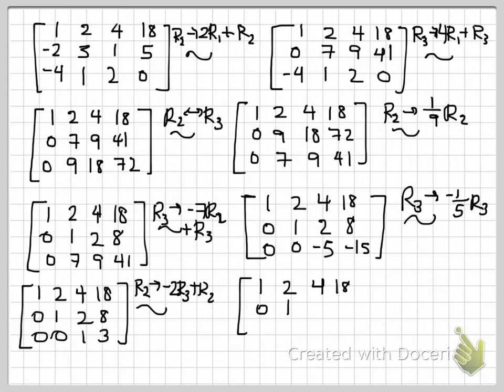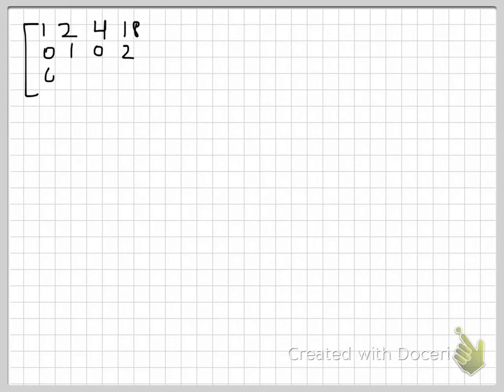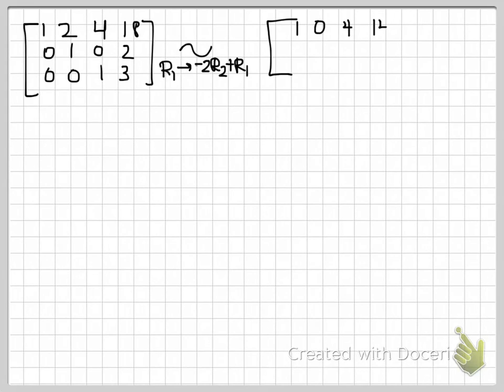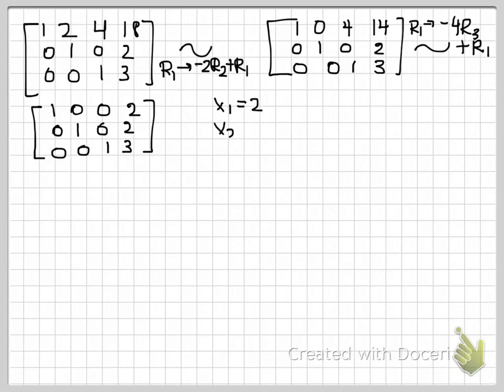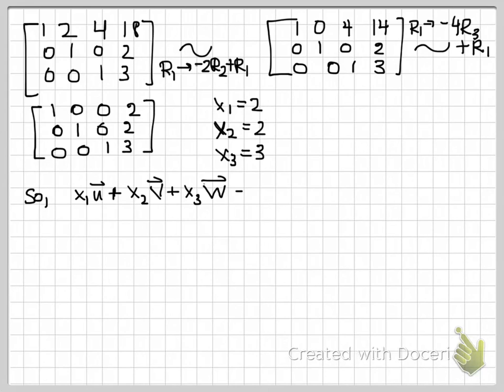Alright, now we want to work up and eliminate the things above the 1s. So I want to eliminate the 2 and the 4 above the 1 in the third column, and then I'm going to eliminate the 2 above the 1 in the second column. So row 1 gets replaced with negative 2 row 2 plus row 1. And now we're going to eliminate the 4. Alright, so now I have the matrix in reduced row echelon form, and if I write the system of equations, that means x1 equals 2, x2 equals 2, and x3 is 3.